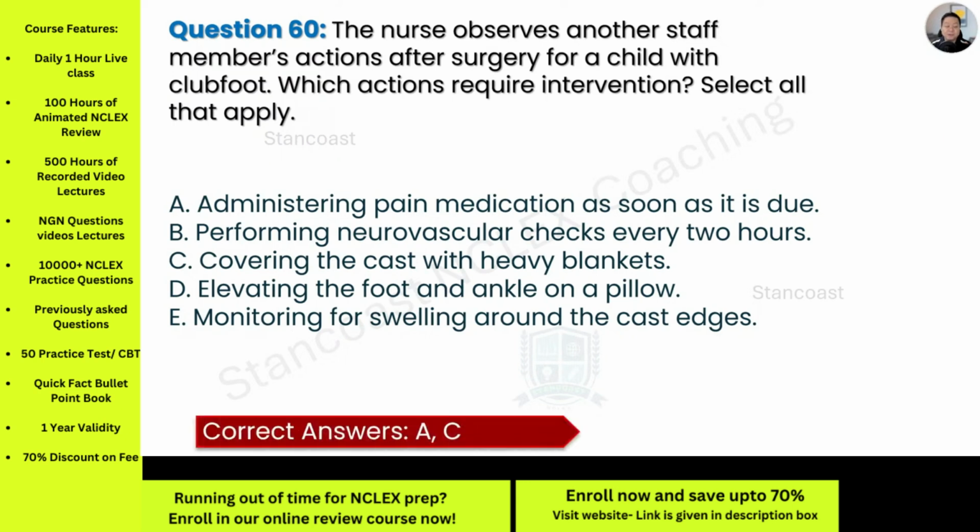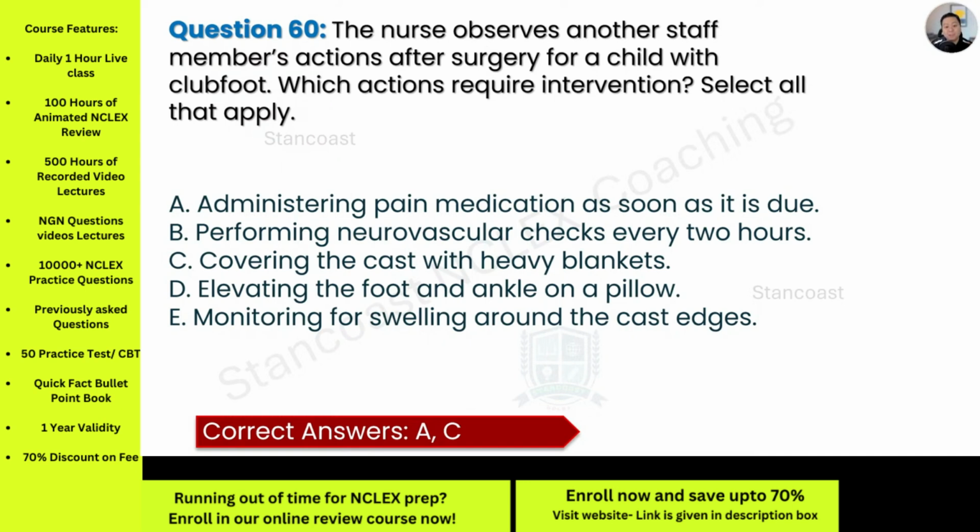The answers are letters A and C. A. Pain medication should be given based on the child's pain assessment, not automatically at the scheduled time. So this is something that you should keep in mind. Okay. The question here was which actions require intervention. Another option here is letter C.